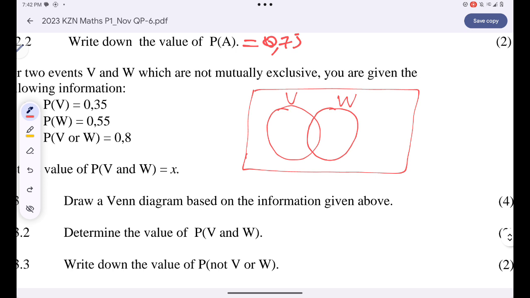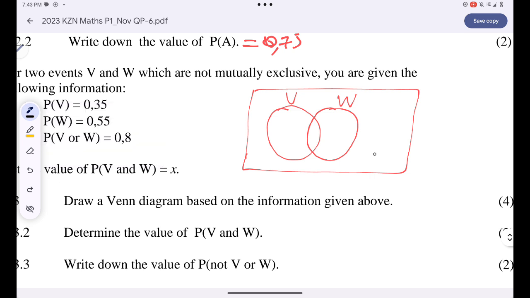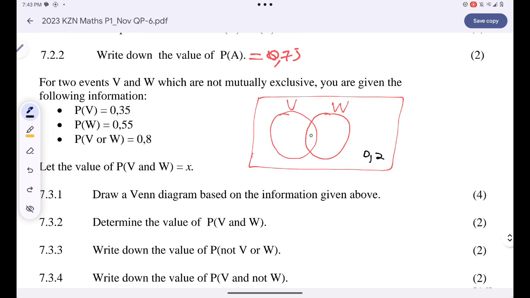I was told that the probability of V or W is 0.8, which simply means that the probability of not V or W is simply 0.2. Are you together? Since I'm supposed to let the probability of V and W be X, the probability of V only will be 0.35 minus X, and the probability of W only will be 0.55 minus X.